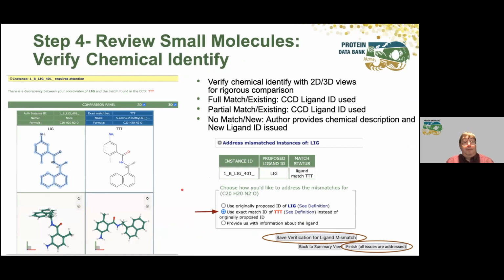So here's an example of our ligand TTTT. It came in as lig, but it says it might be TTT. We'll present you with a 2D representation of what we extracted from your model coordinates, what we think it might be, and you can see it's 2D or 3D. If it's a proper match, you tell us, and then you just say, okay, we're done with this instance, and we're done with all of the ligands if it's relevant, or you go on to the next one.